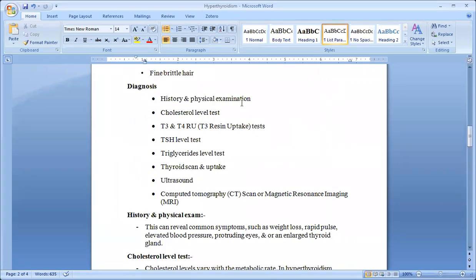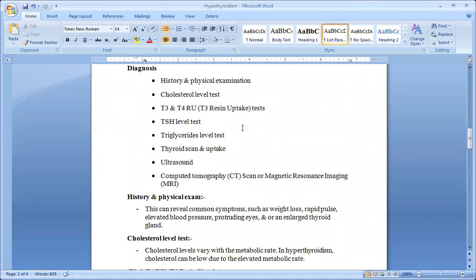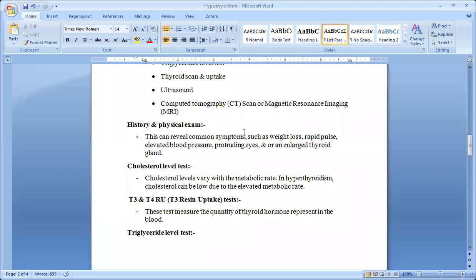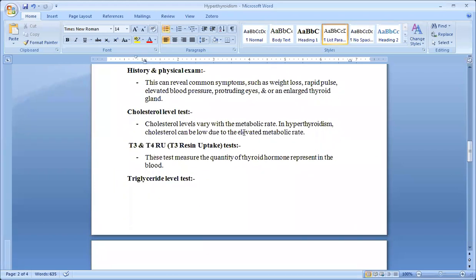History and physical examination, cholesterol level test, T3, T4 resin uptake test, TSH level test, triglyceride level test, thyroid scan and uptake, ultrasound test, CT scan and magnetic resonance imaging, MRI. Is it all understood, or shall I repeat once again? Yes, ma'am. Repeat once again.